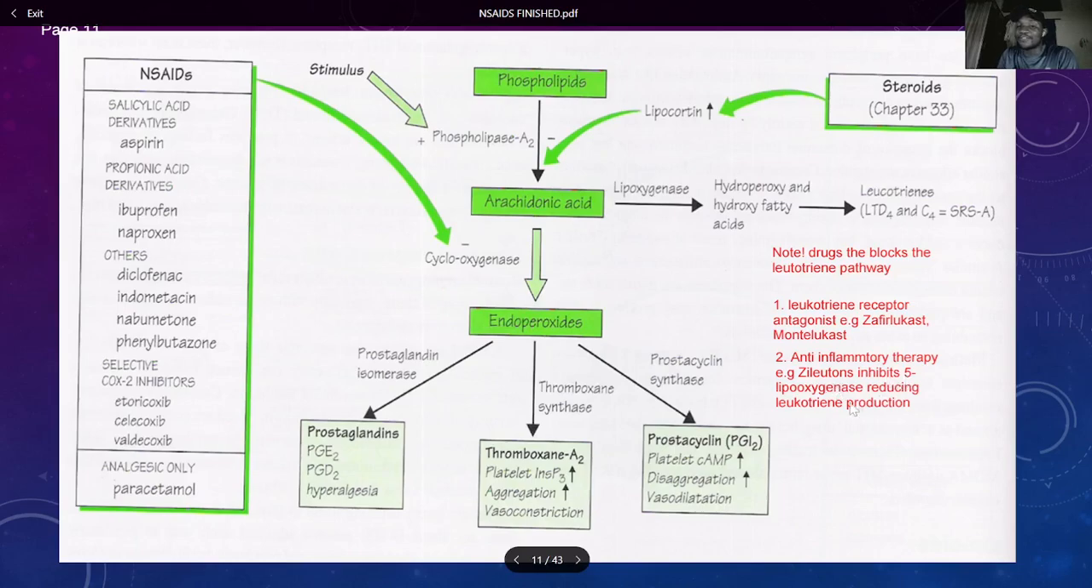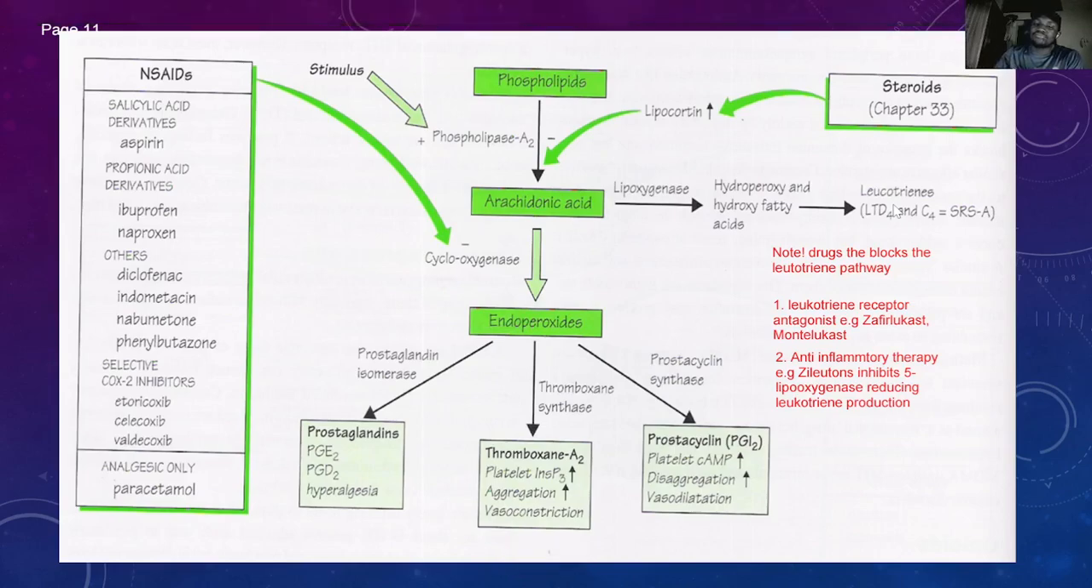Zileuton inhibits 5-lipoxygenase, producing leukotriene inhibition. Now, this 5-lipoxygenase is the enzyme that acts here, right? So the anti-inflammatory therapy, zileuton, blocks, inhibits this enzyme, right? So ultimately, leukotriene will not be formed. As a result, those inflammatory responses such as bronchoconstriction and mucus production, which will clog the airway and prevent patients with asthma from breathing, right? So it will prevent all those signs and symptoms.